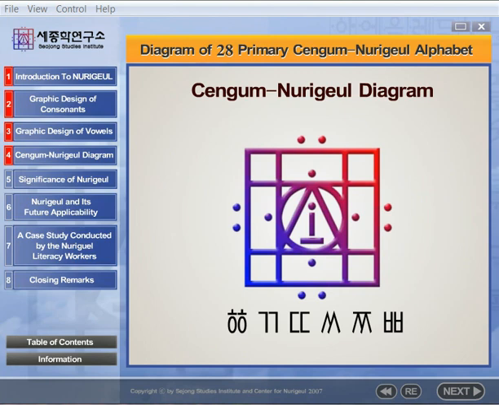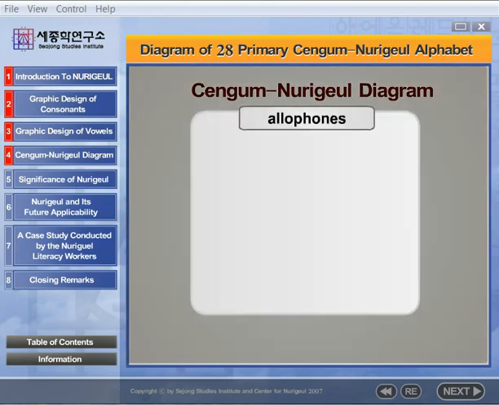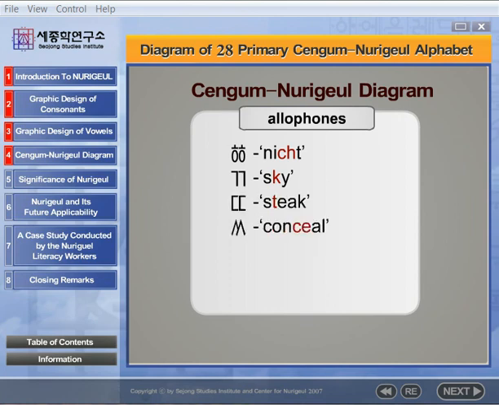King Sejong did not include the diplograms k, g, d, s, j, and b, in the primary 17 Nurigle consonants because they are not phonemes but allophones. For example, peak is a phoneme, but speak is an allophone. Allophone is a subphonemic feature, as in the case of k, nicht in German, g, sky, d, steak, s, conceal, b, speak, j, itchy, or ketchup in English.